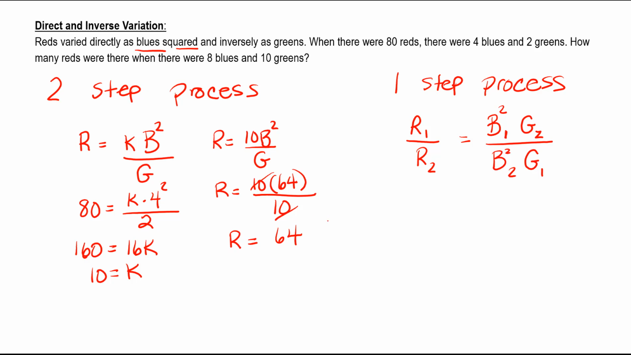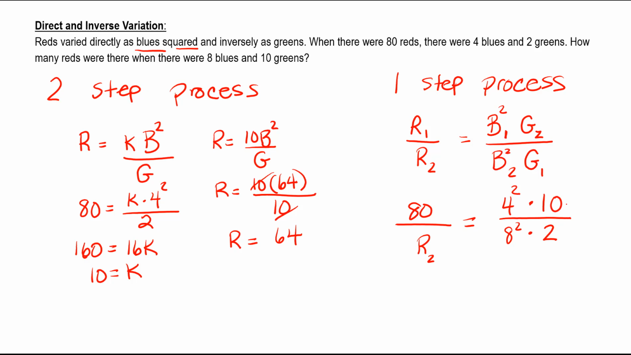So they said when there were 80 reds, so that's R sub 1, the initial value for R. There were 4 blues, so that's B1, the initial value for B, so we're supposed to do squared for that. And then there were 2 greens. That's the initial value for G, and that goes on the bottom, G1. And then it says how many reds would there be, so that's our R2, we don't know. When there were 8 blues, so that's B2, we have to square it, and 10 greens, so that's G2.